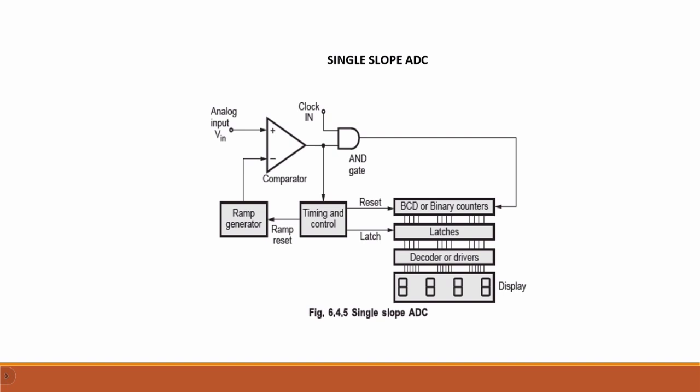So when the ramp generator voltage is higher, the comparator output is 0 and the AND gate produces 0 voltage. So the counter will stop the counting process. So the 2 will be displayed in the LED.